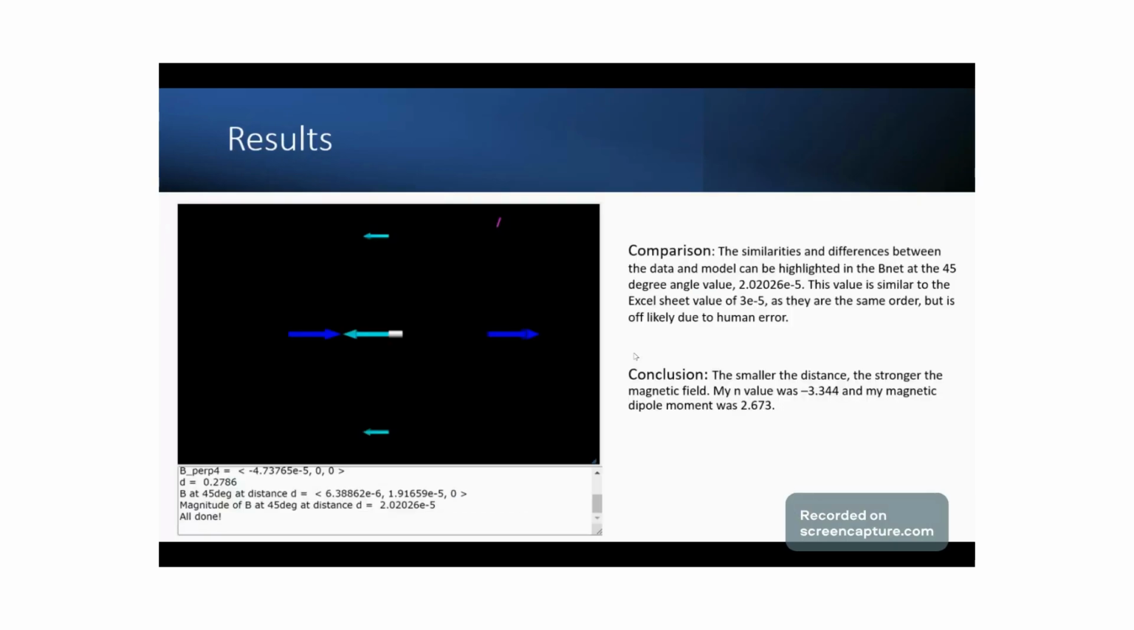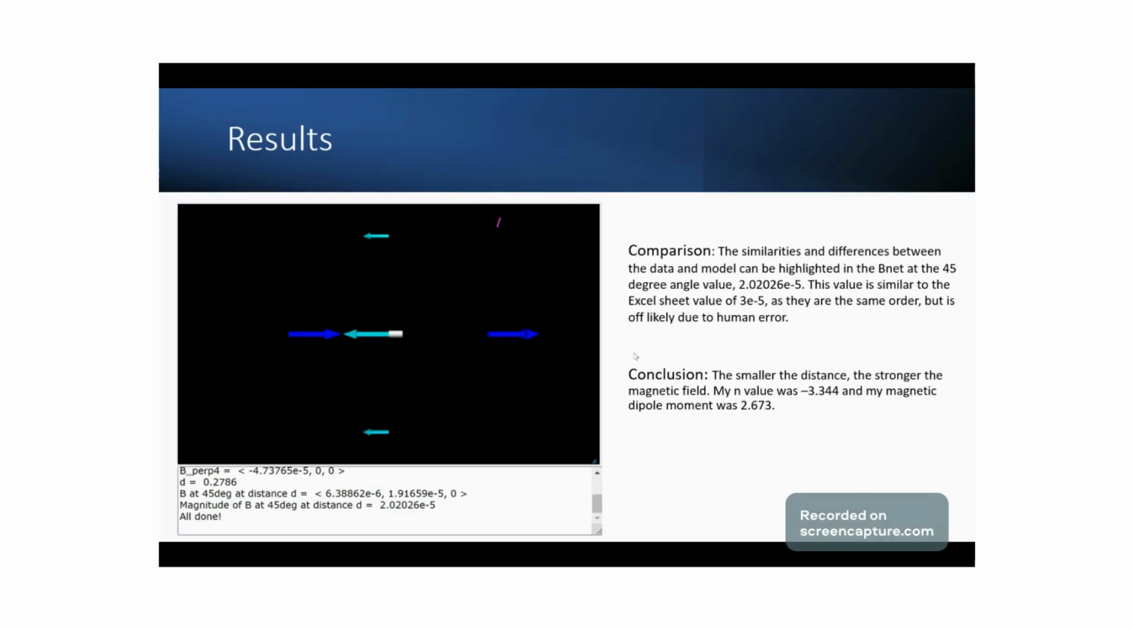The similarities and differences between the data and model can be highlighted in the B net at the 45-degree angle value, 2.02026 e to the negative 5. This value is similar to the Excel sheet value of 3 e to the negative 5 as they are the same order, but is likely off due to human error.